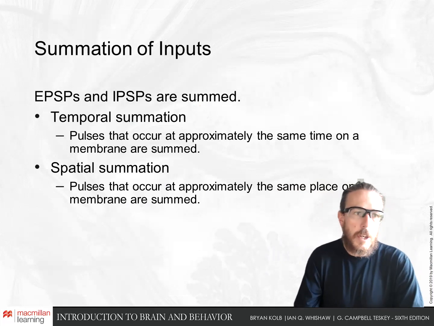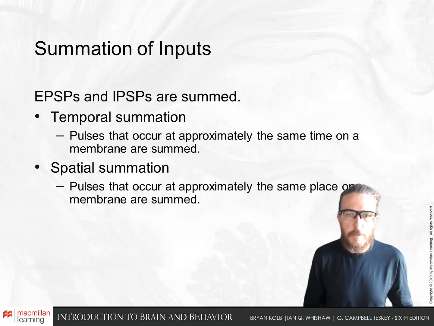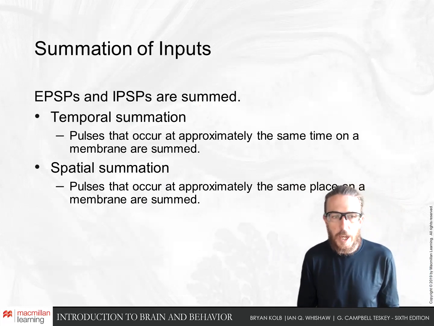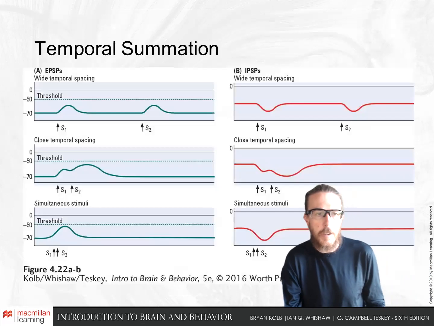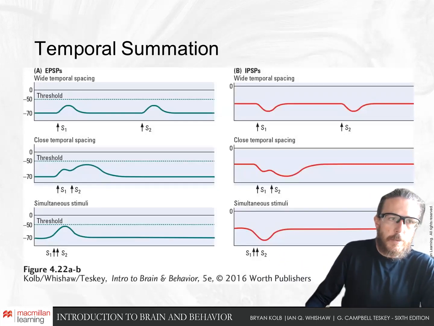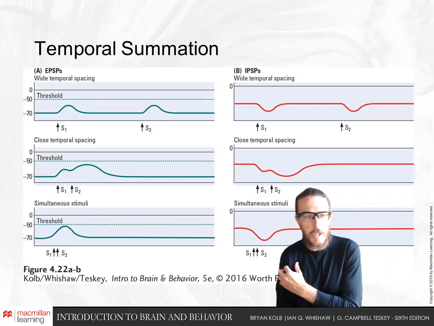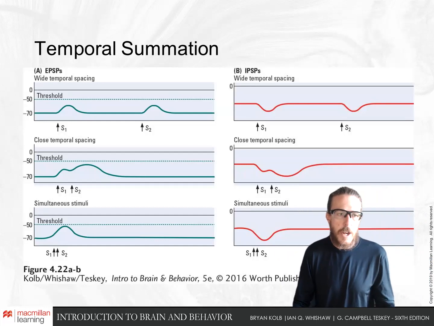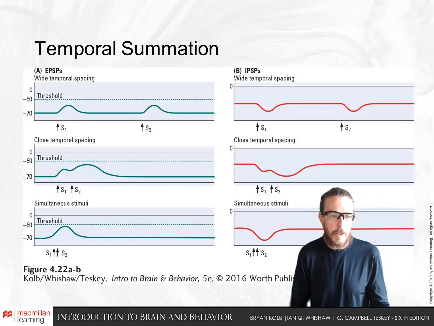So temporal summation means that the incoming EPSPs and IPSPs might come close together in time. Spatial summation means they might come close together on the dendrite of that incoming neuron. Okay, so here are EPSPs and IPSPs when they're spread out in time, but you can see if they come into the neuron close enough in time, they create this synergistic effect and create a large enough change in the resting membrane potential that they push it towards depolarization.